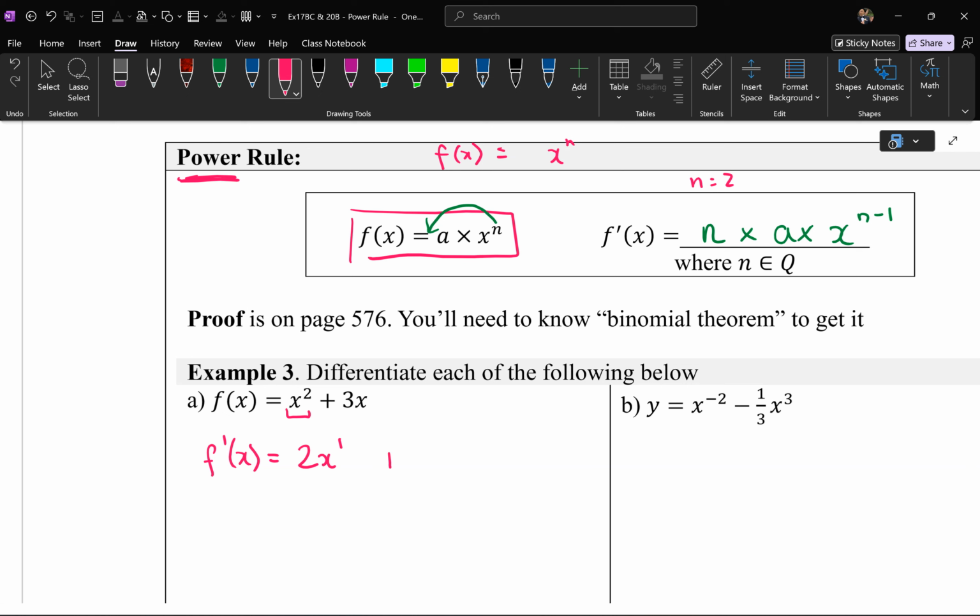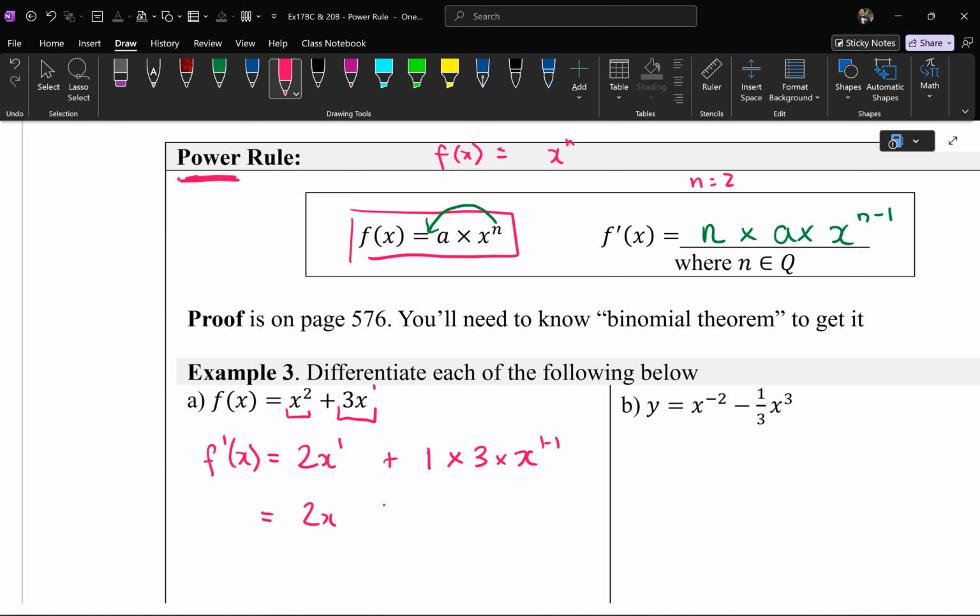Let's try the next one. Plus. Let's find the derivative of this one. What's the power of 3x at the moment? 1. So n is 1. Let's use the rule again. The rule says write n. So write n, which is 1. So n is 1. Times a, which is 3. Times x to the power of 1 minus 1. So here we go, 1 minus 1. What does that give you?